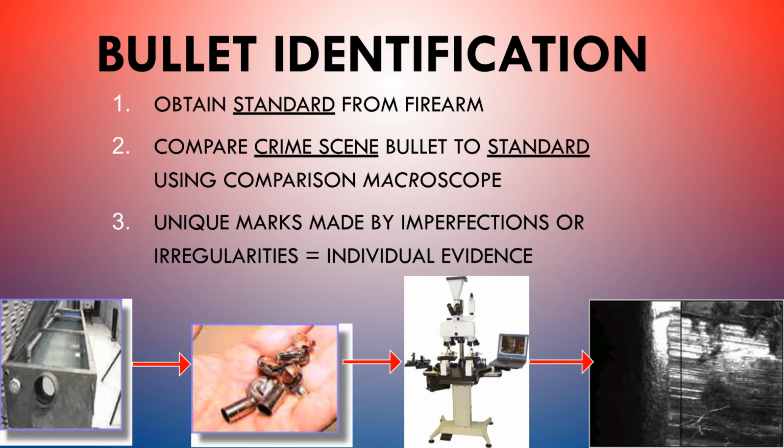Bullet identification involves obtaining a standard from the firearm by test firing into a water tank. The crime scene bullet is then compared to the standard using a comparison macroscope. Unique marks made by imperfections or irregularities provide individual evidence.